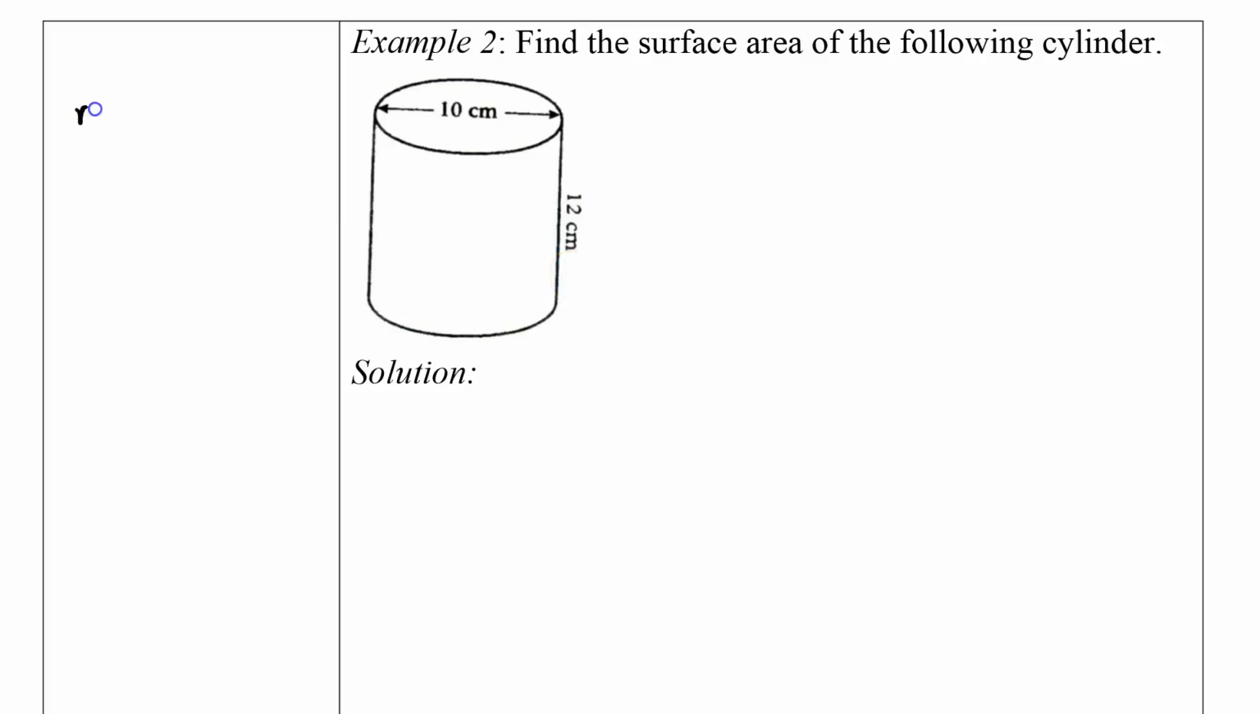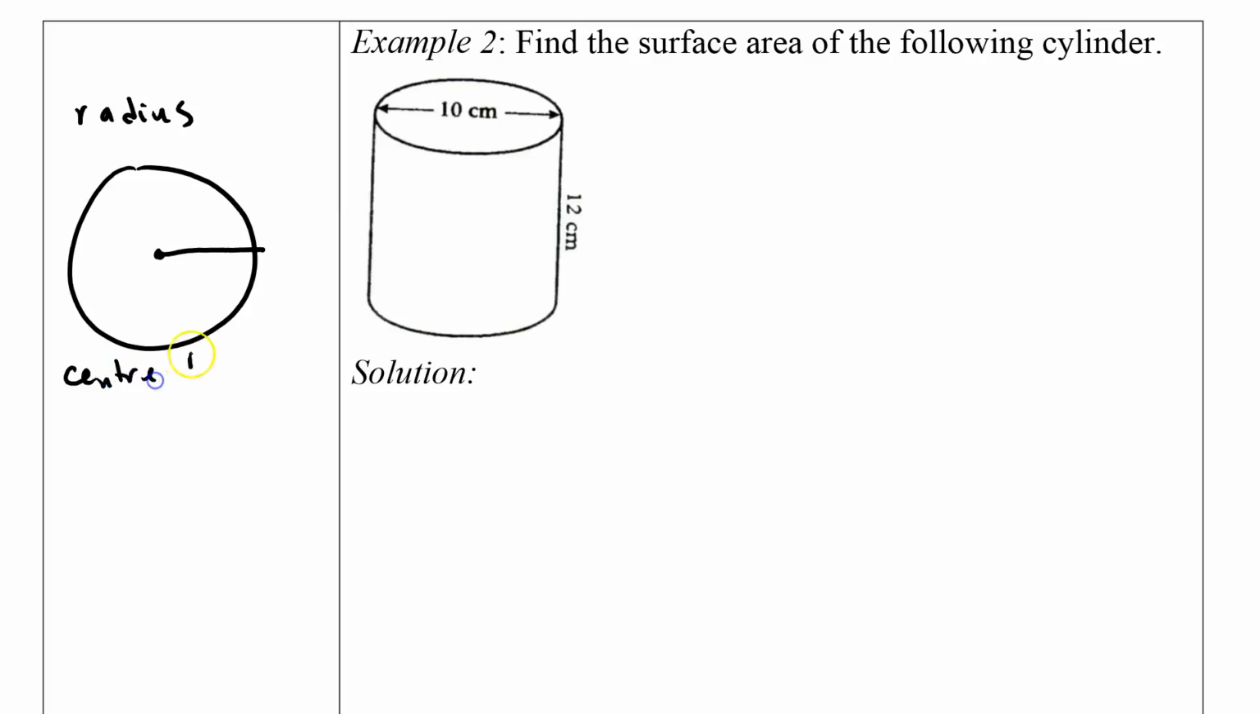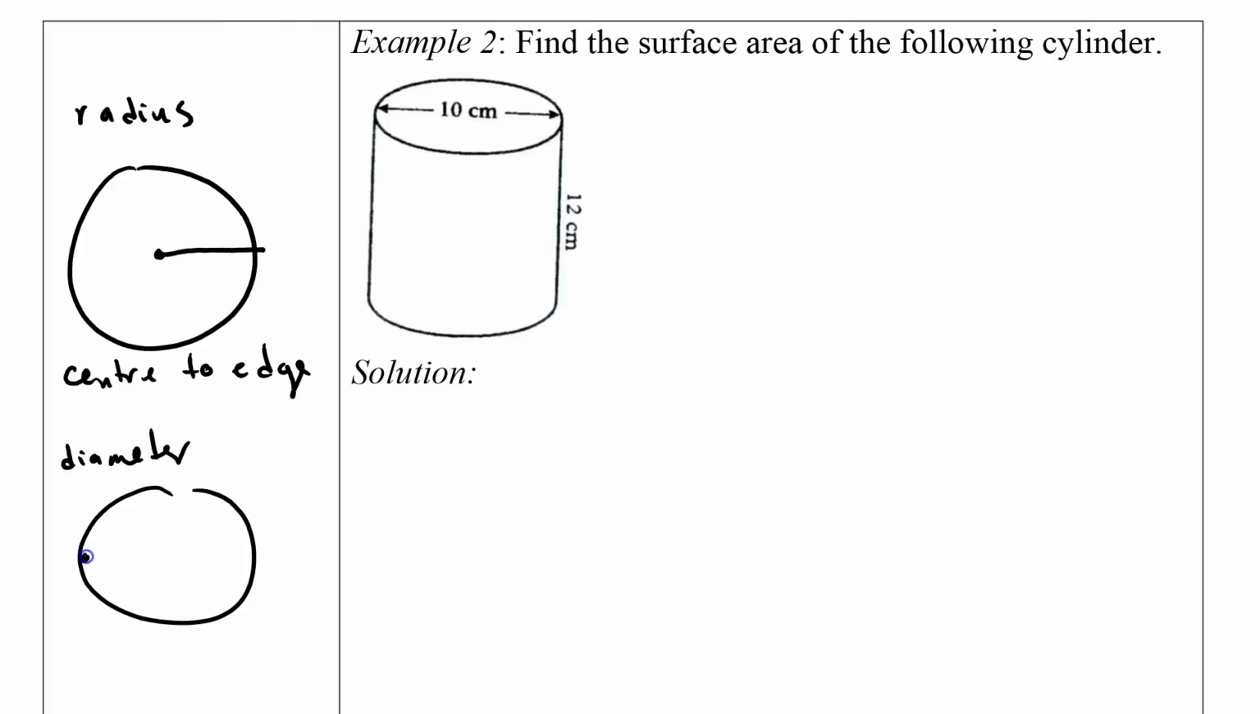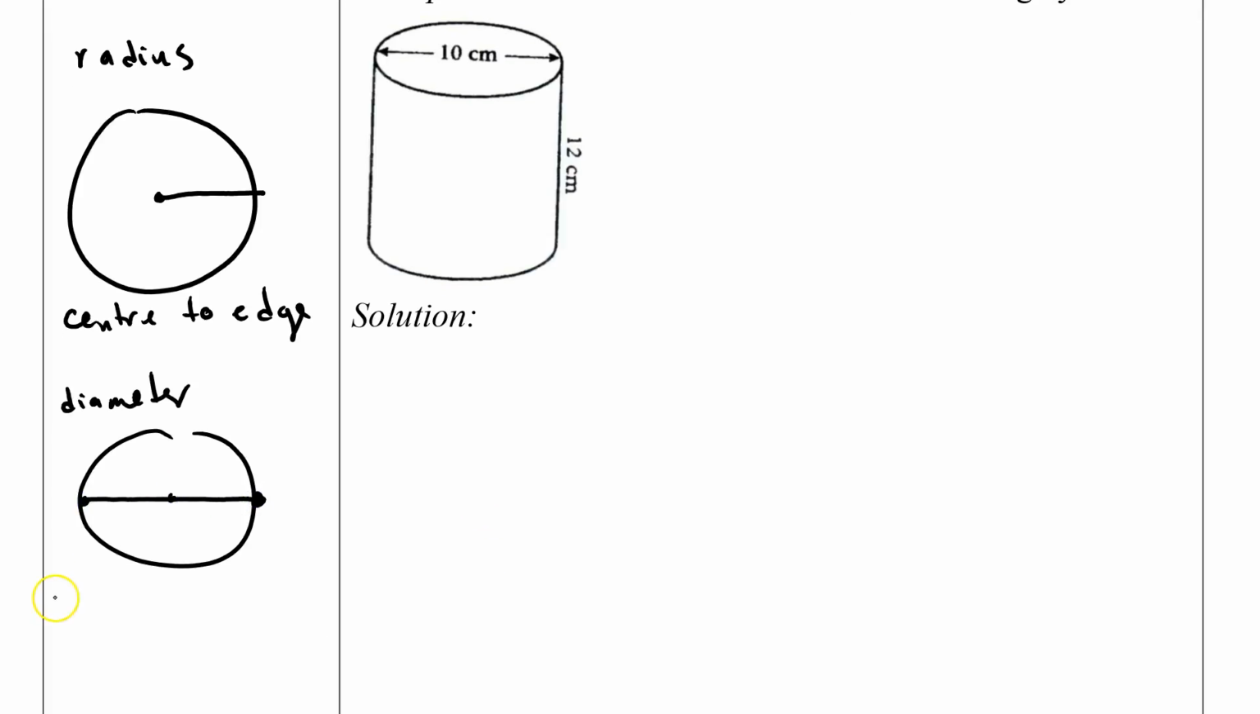Let's just remind ourselves, radius is from the center to an edge, okay? And diameter is from an edge to an edge through the center. So that's edge to edge through the center.